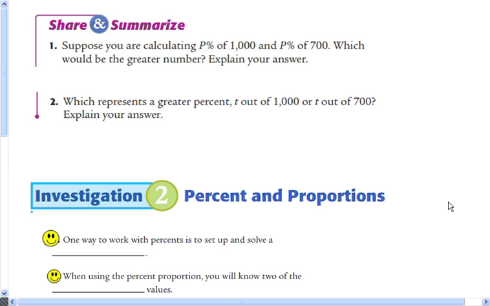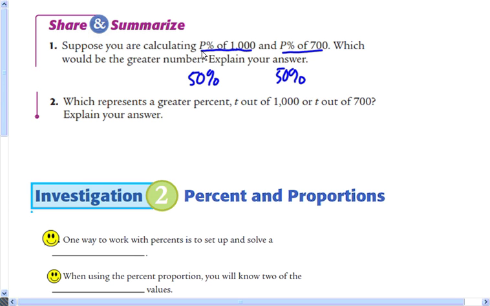Suppose you are calculating p% of 1,000 and p% of 700. Which would be a greater number? Explain your answer. Well, p could be any percent, and it's the same for both. So let's just say make p 50. So which is greater, 50% of 1,000 or 50% of 700? Well, obviously 50% of 1,000 is more because it's out of a bigger number. So if you're taking the same percent, the greater number is always the percent out of the bigger number.